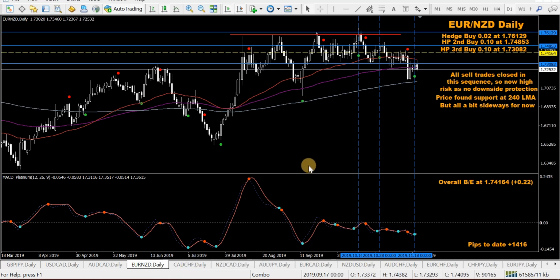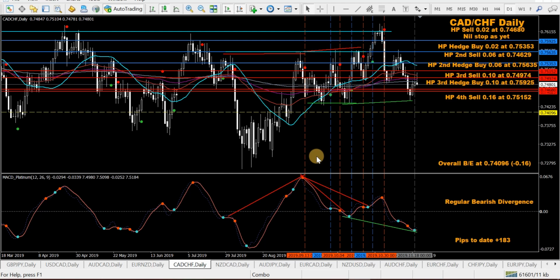CAD Swiss. Yeah, this is another pair that's giving me a little bit of grief. You can see I've got lots of trades on. Overall break-even's down here. You can see my notes. So start off with a sell, then a hedge buy, second sell, second hedge buy, third sell, hedge buy, then a 4th sell, and it started off pretty well, then it went against me, and it came down nicely heading towards the overall break-even level, and not to be.